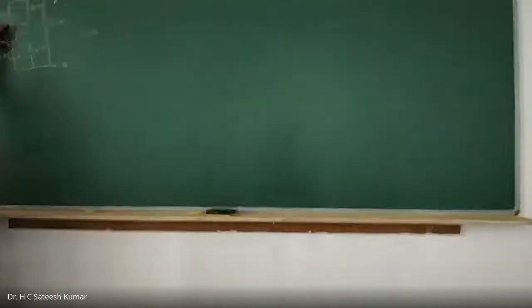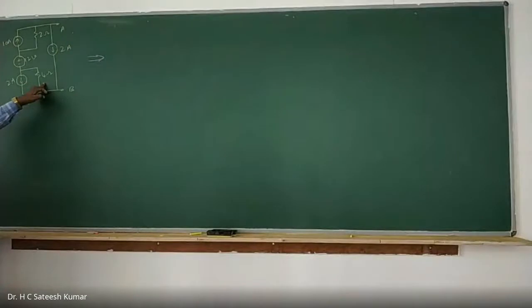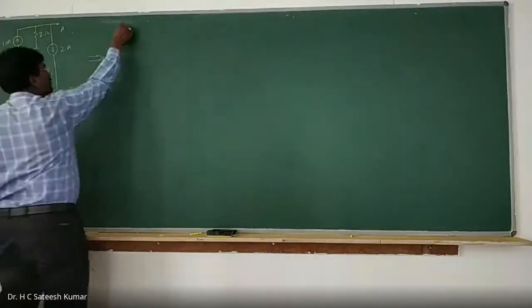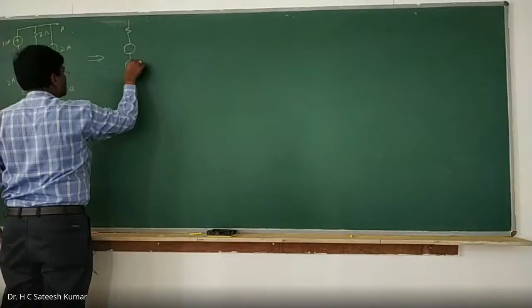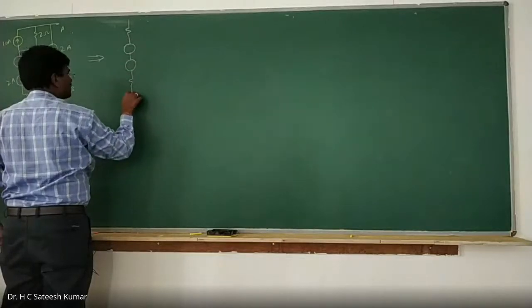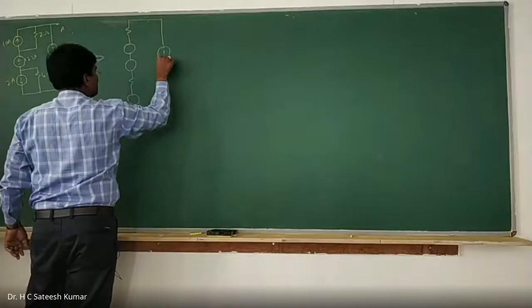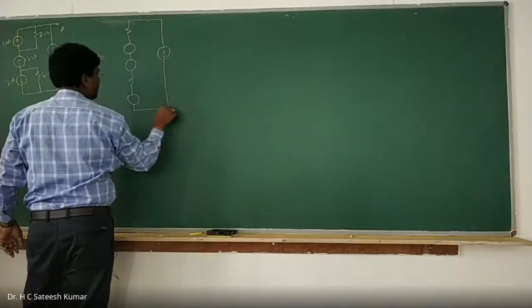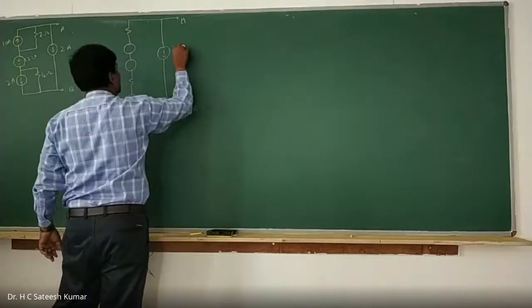Already this is a voltage source. A current source in parallel with a resistance can be converted into a voltage source. Therefore, we have one resistor, one voltage source, one more voltage source, one more resistor, one more voltage source, which is in parallel with the current source. B, this is A, this is 2 amps.